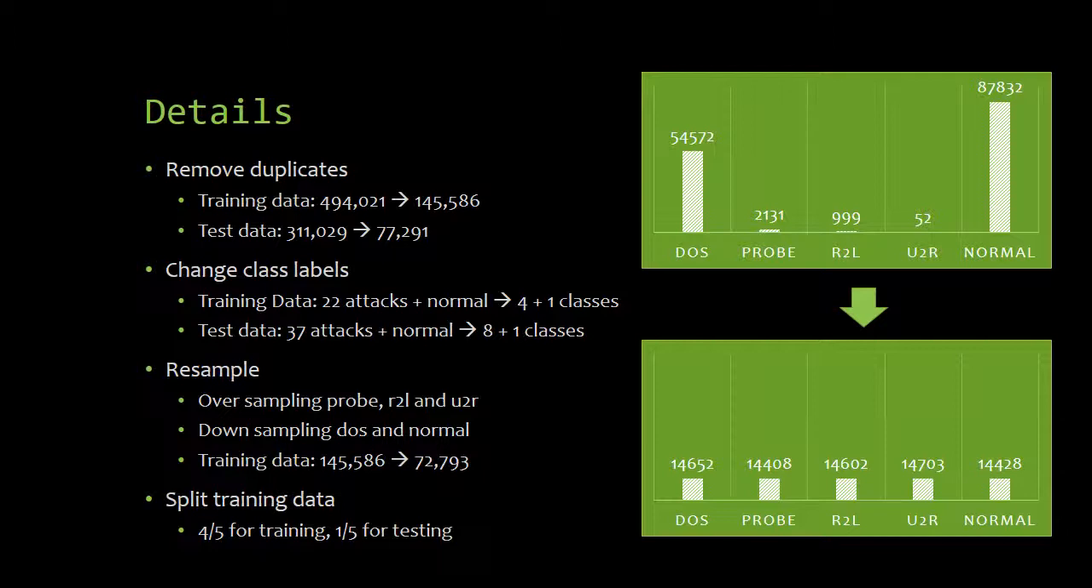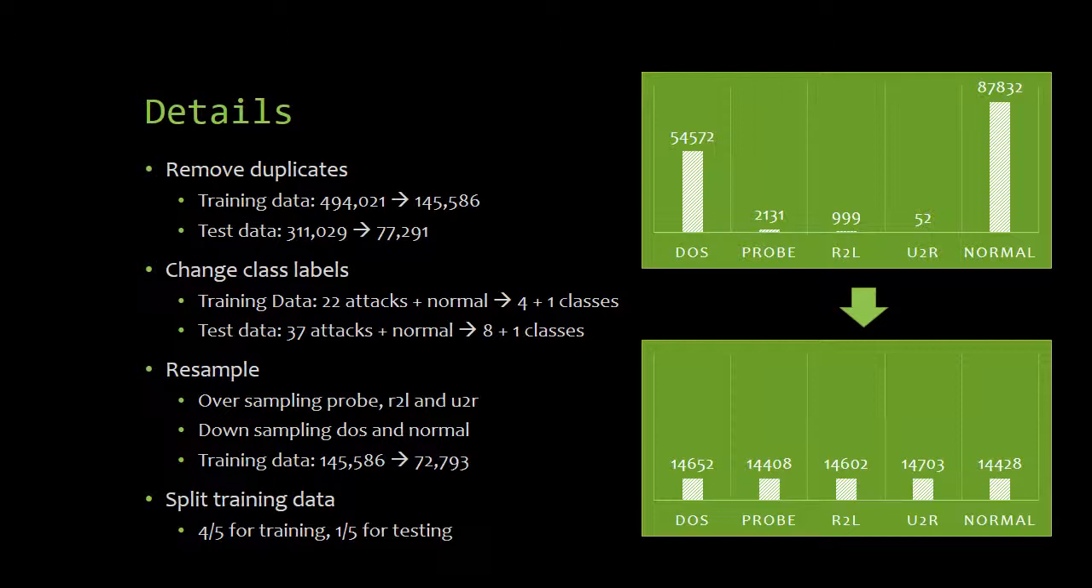Then I changed the class labels of these datasets. For training data, I mapped 22 attacks to 4 major classes, plus 1 normal class. There are 5 classes. For test data, I mapped the 37 attacks to 8 classes, which are 4 classes and 4 new classes. They are the same, but I want to evaluate the ability to detect new attacks for the model. And plus 1 normal class, there are 9 classes.